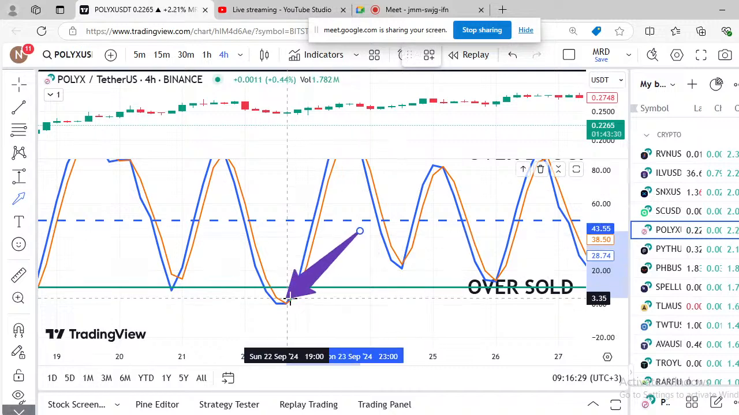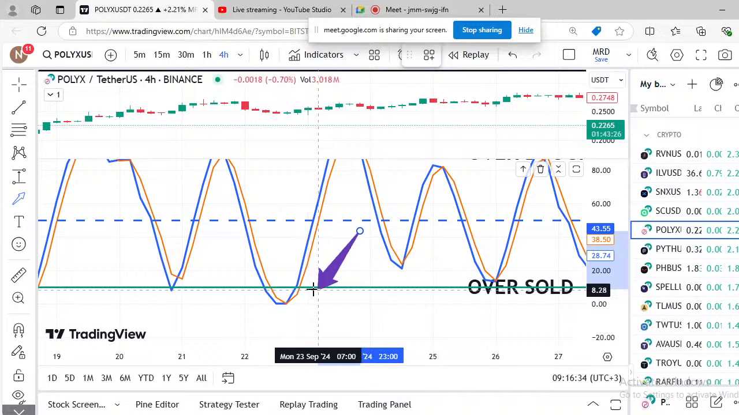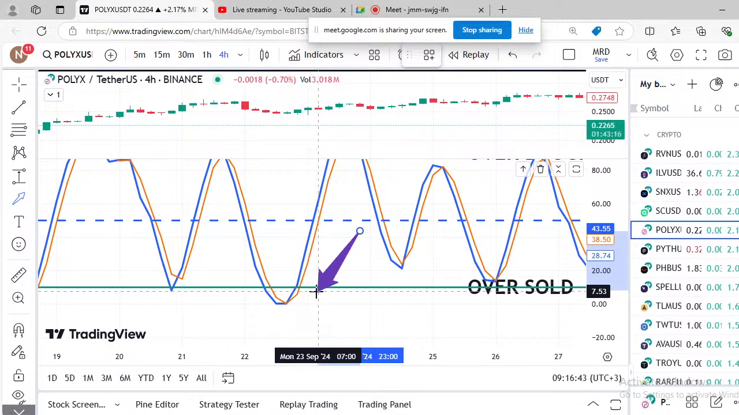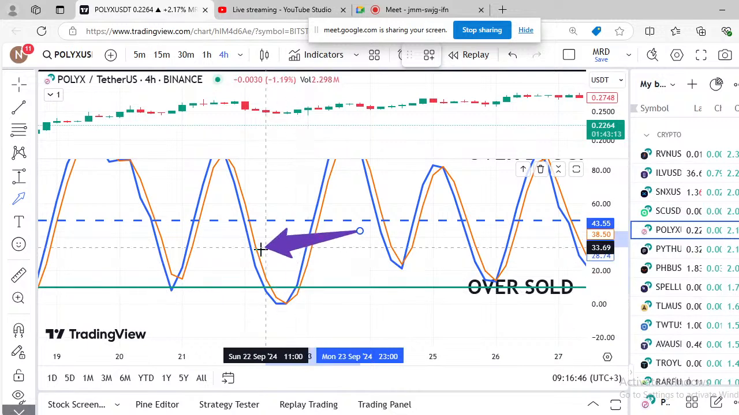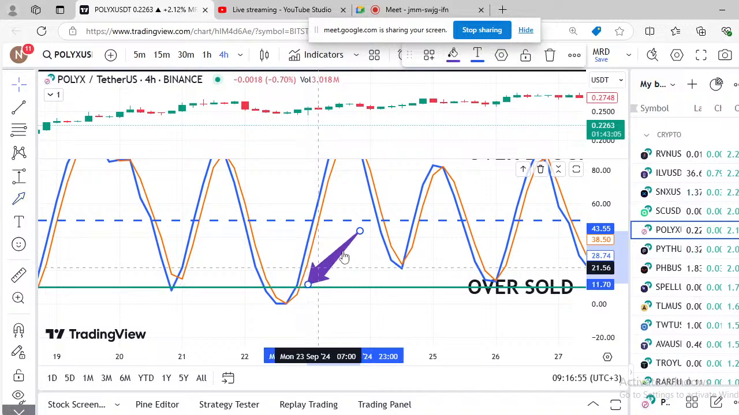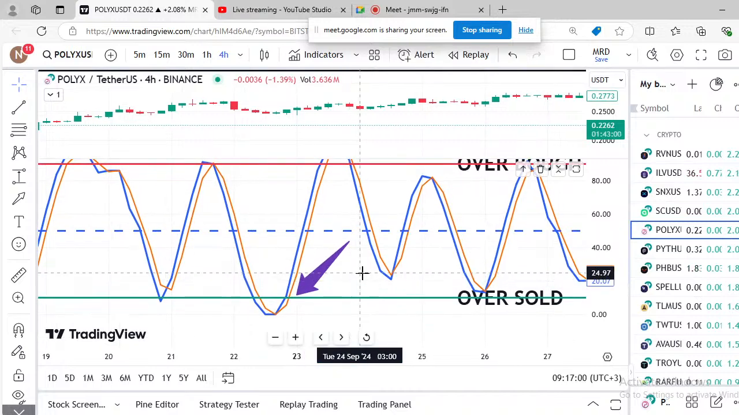For example, when the moving average is below the oversold region, this line is for 10. The orange, the green line is for 10. Meaning when the moving averages are within the area of oversold, you stand a chance to enter the market. Hope you are getting my point. You stand a chance to enter the market because the market will be too low.